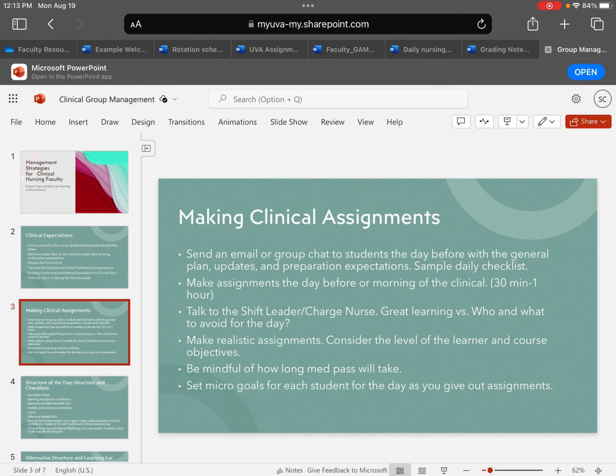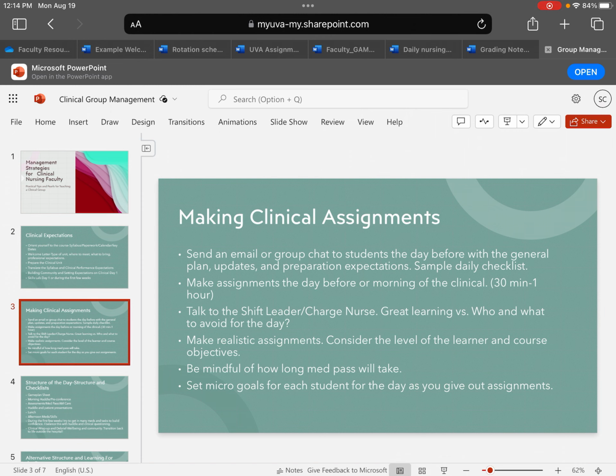Some really key things are to always check in with the charge nurse or shift leader. Ask them, what would be a great learning experience for the day? And then, are there any staff members that need a break from teaching and having students and trainees? Is there anyone that's precepting? Are there any patients or patient situations that we should avoid for the day, so that we don't escalate someone that's already in a stressful situation? And that's from a student safety perspective, and also a unit and staff burden perspective, and also for the patients, if there's a patient that's refused a student in the past.